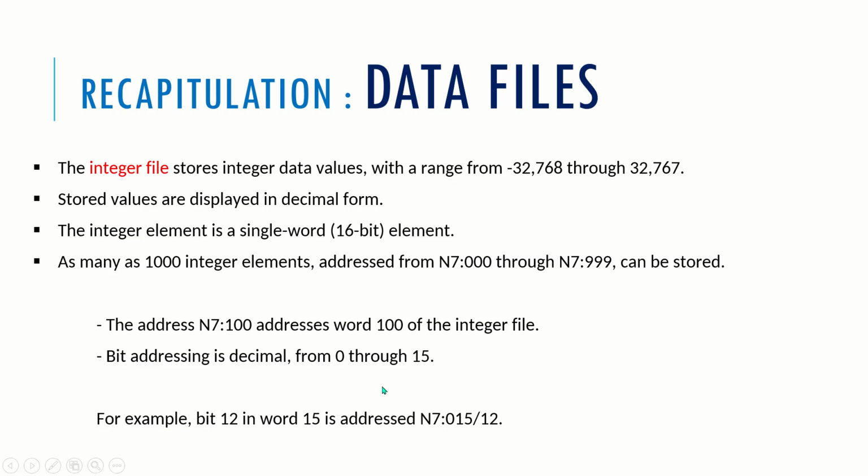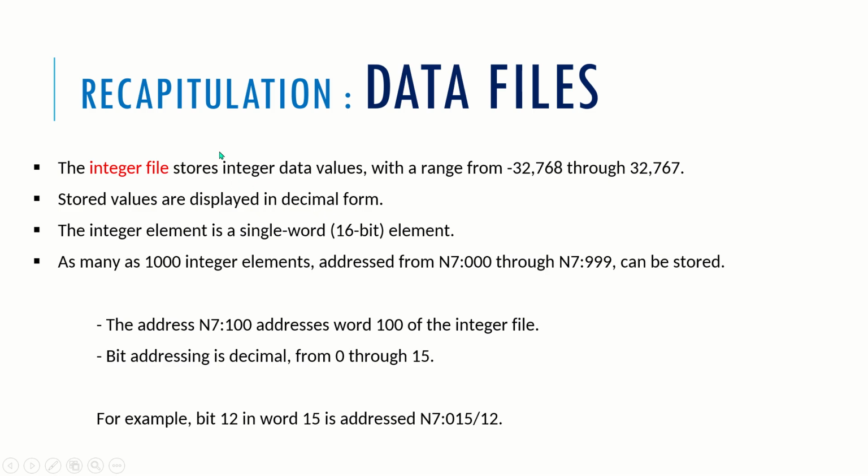Now you can see that there are as many as 1000 integer elements in this PLC 5 family. The address starts with N7, which is the designator of this integer family, and you can have this address from 000 to 999. That means you have got 1000 integer elements, and each integer element is a single word element. Okay, single word means it is 16-bit. So if we think of that particular figure of blocks, then you can find that in parallel there are 16 bits that constitute one integer element.